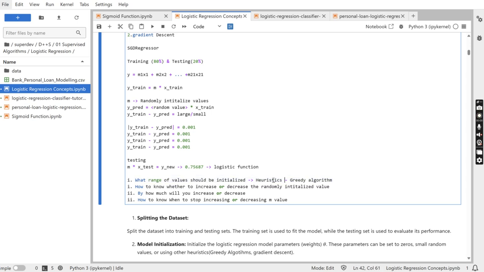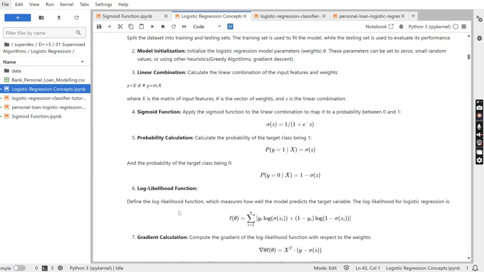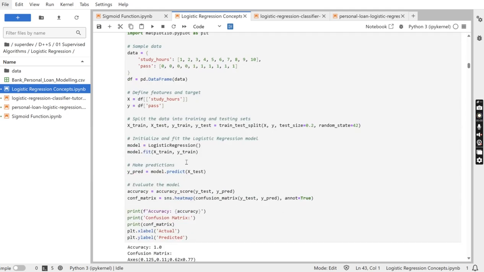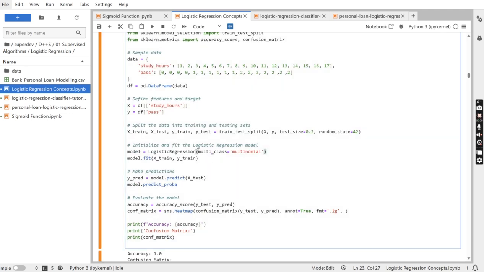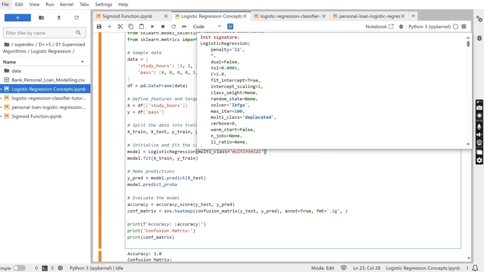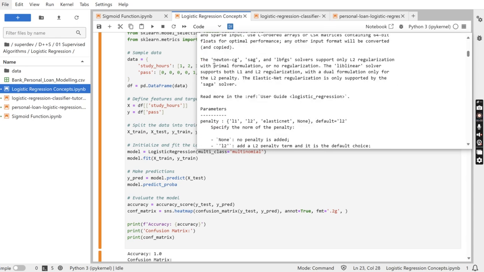First one we saw various heuristics: random initialization, zero initialization, and He initialization, Xavier, Glorot, whatever. So these things we understood, first point. What about the second and third point? The next question is how much to increase, and how will you know whether to increase or decrease, which direction. That is answered by your solver. That is what the solver is there for. The solver that you pass, by default, is LBFGS.